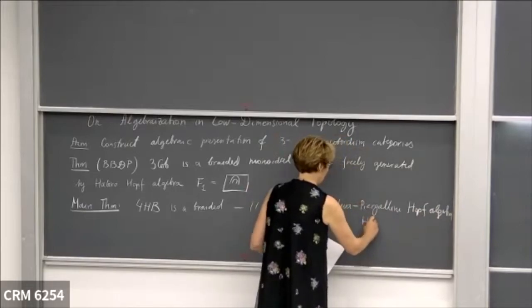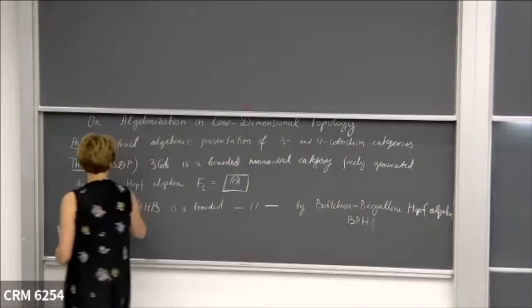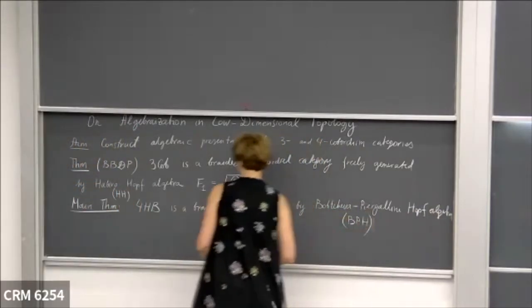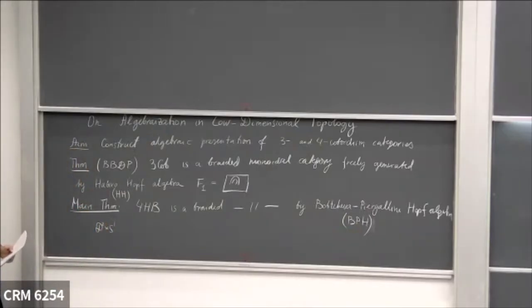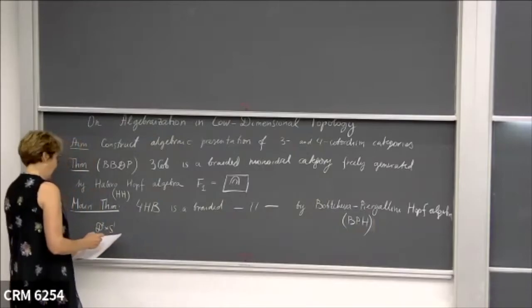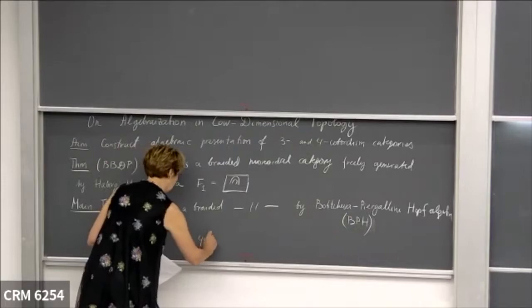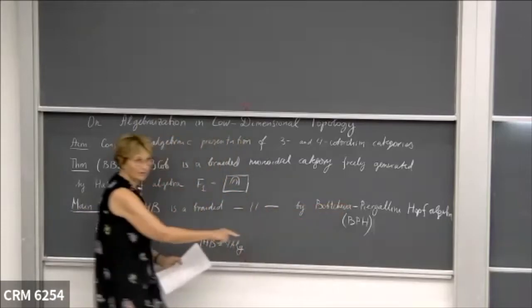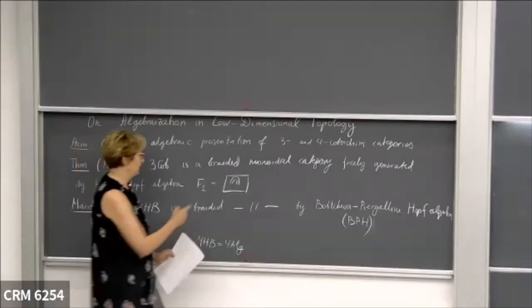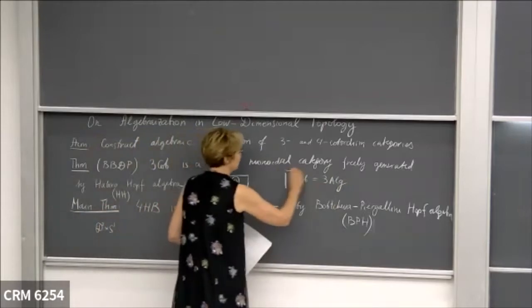I'll abbreviate this by BPH algebra, and Habiro Hopf algebra, I'll abbreviate by HH. And this object in this case is just a solid torus, a genus one handle body. So you take a three-dimensional ball, attach one handle, and this is the guy. And I will refer to this result by saying that 4HB is equivalent to 4ALK, where 4ALK is this algebraic category generated by this one object. And the previous result, I will refer to as 3COB is equal to 3ALK. Okay, so these are basically the two main results.